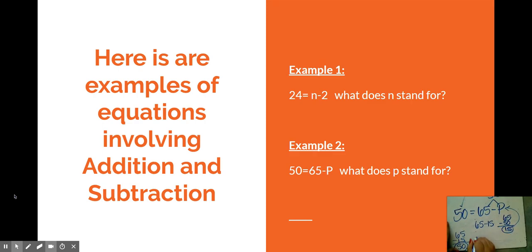So my biggest advice is be careful and check. And how do you check? You check by actually plugging in your value for the variable there.